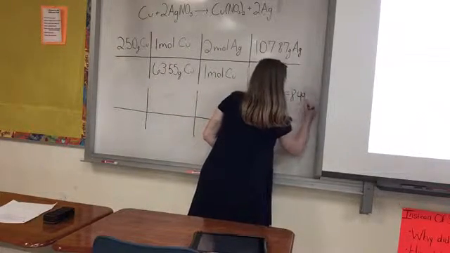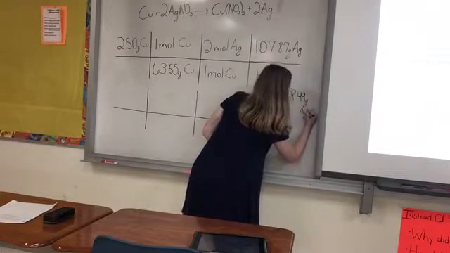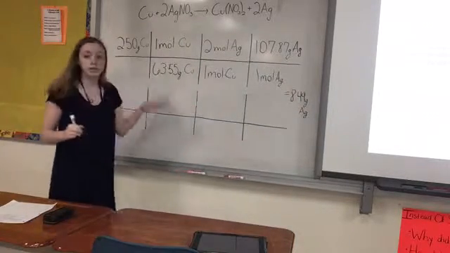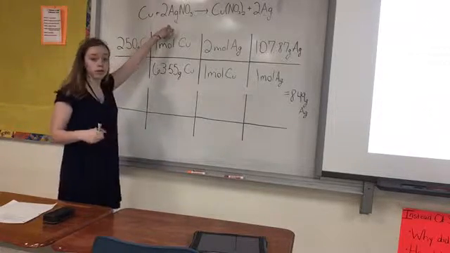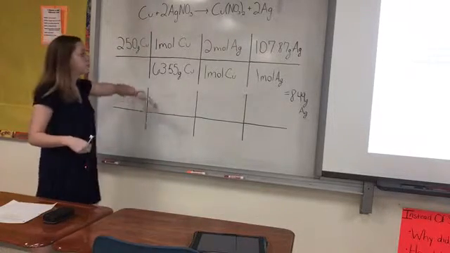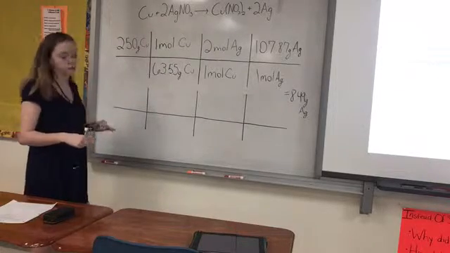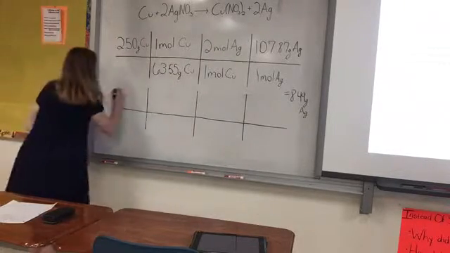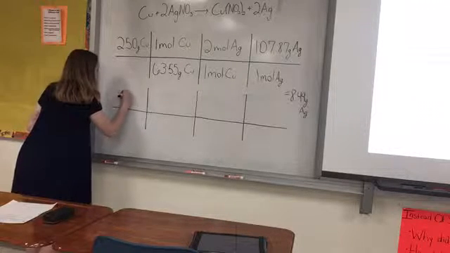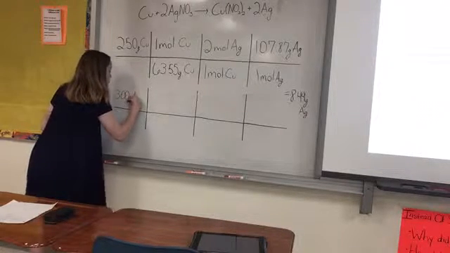8.49 grams of silver. So now we're going to do the same thing again, except this time we're going to start with our silver nitrate. So it's the same setup, except you're going to use this element first. So we start with how much we're given, which is 3.00 grams.